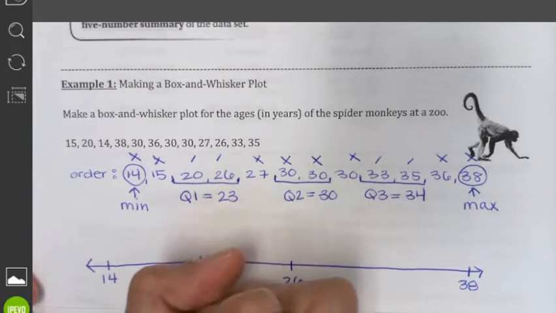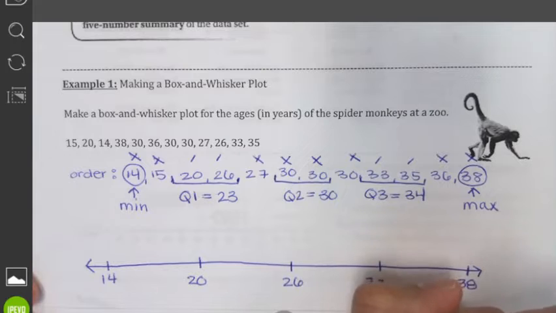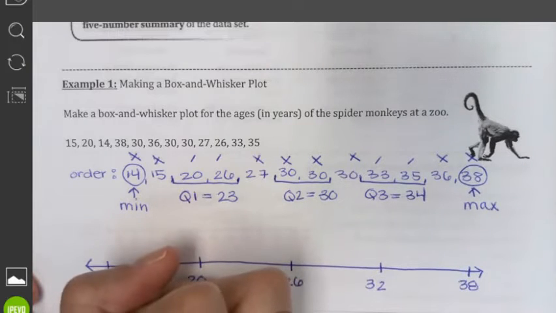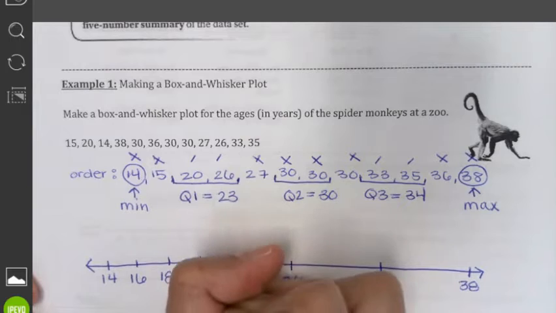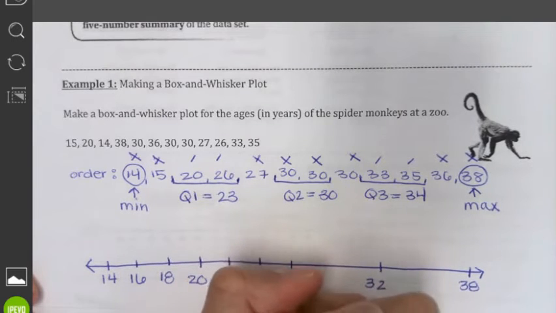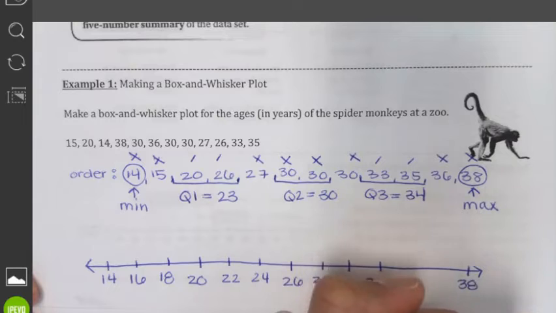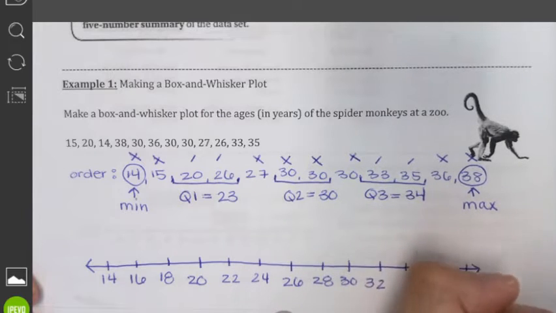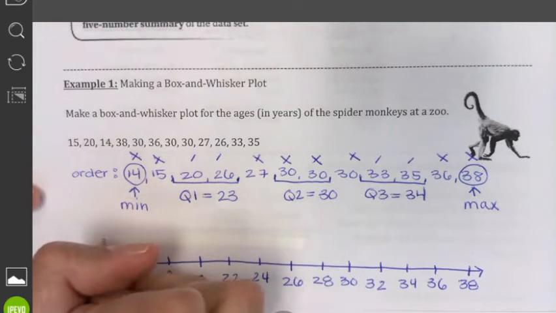Let's see, we could do 20 in between those and 32 in between those. Now we can just break it up in 2s. 16, 18, 22, 24, 28, 30, 34, 36. Okay, so our minimum is at 14.